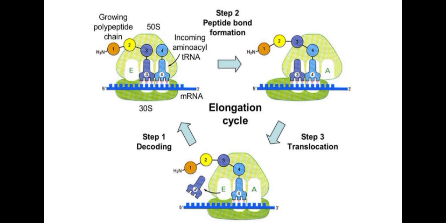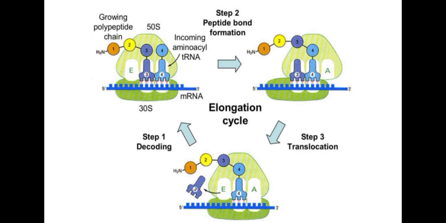So let's look at the diagram. The first step in elongation is decoding. We see that there's an incoming aminoacyl tRNA that binds to the A site. Now a peptide bond is formed between amino acids 3 and 4. That's the second step, peptide bond formation. Now between 3 and 4, there's a peptide bond.